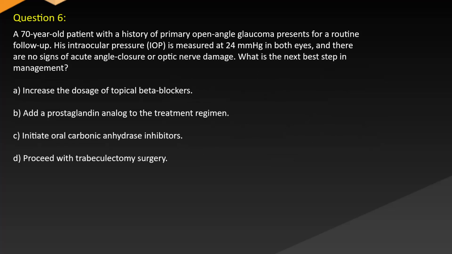A 70-year-old patient with a history of primary open-angle glaucoma presents for a routine follow-up. His intraocular pressure (IOP) is measured at 24 mmHg in both eyes, and there are no signs of acute angle closure or optic nerve damage. What is the next best step in management? A. Increase the dosage of topical beta blockers. B. Add a prostaglandin analog to the treatment regimen. C. Initiate oral carbonic anhydrase inhibitors. D. Proceed with trabeculectomy surgery.